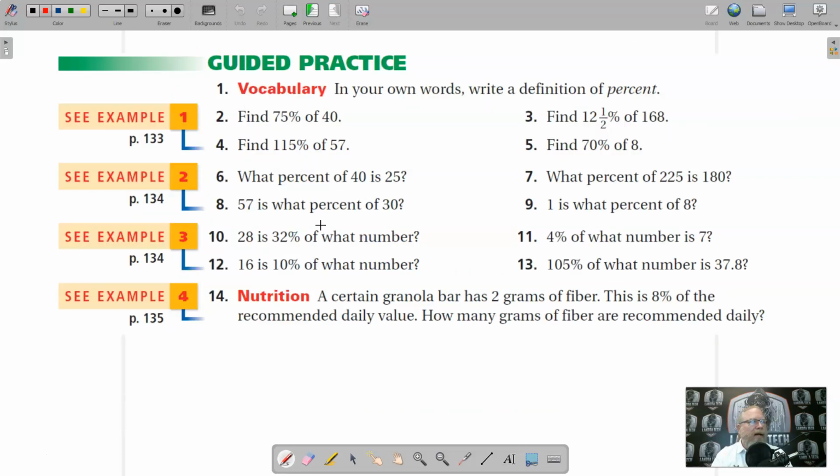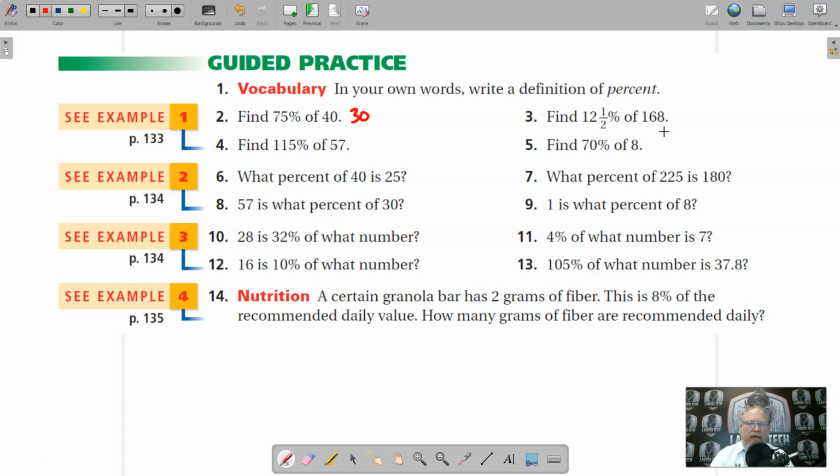So here we are at our guided practice. Let's see. 75% of 40. Well, 75% is 3/4, right? And 40, if we split it into 4 equal parts, it'd be 10 parts each. 10 times 4 is 40. And 3 of those, 3/4, would be 30. That's just simply from understanding the common percentages that we saw in that chart, okay? Something else that might be a little more difficult is this 12.5% of 168.